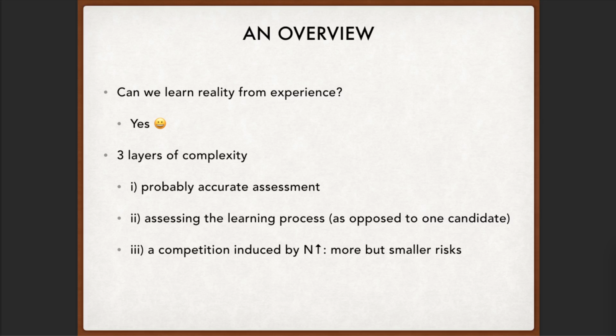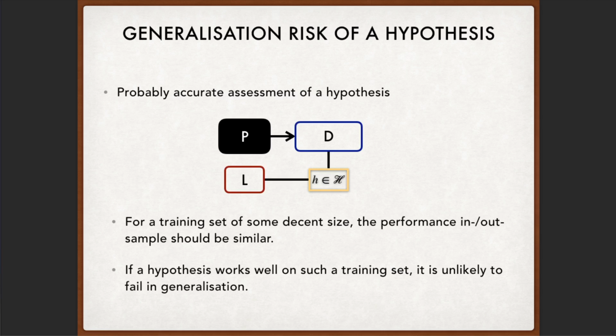Okay, in this video, we will briefly overview the three layers of complexity towards which we will discuss the theory of the possibility of learning. We will first consider the reliability of assessing a hypothesis.